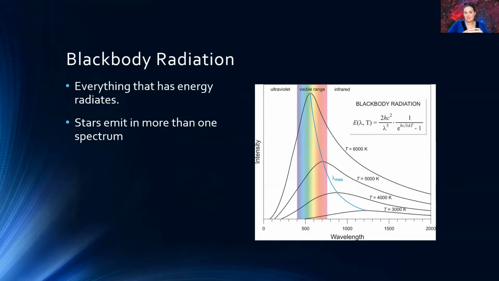And believe it or not, stars emit in more than one spectrum. So here we are looking at black body radiation, like a perfect black body that emits out everything. And at certain temperatures, you can see peaks in the visible range, as well as it's still visible in different ranges as well.